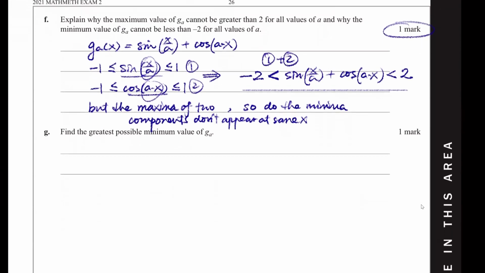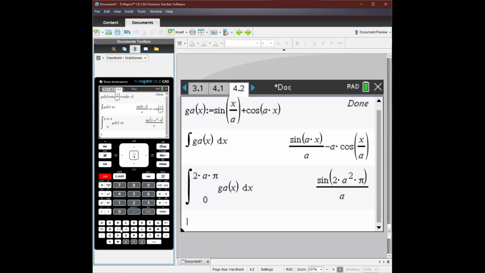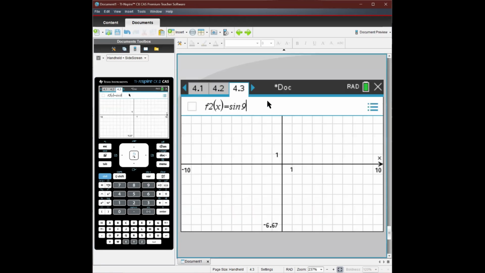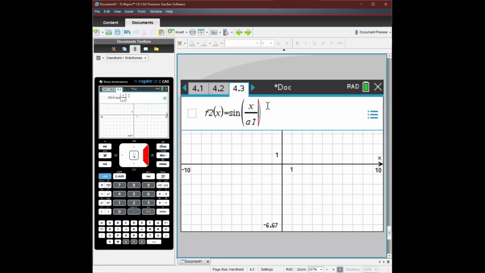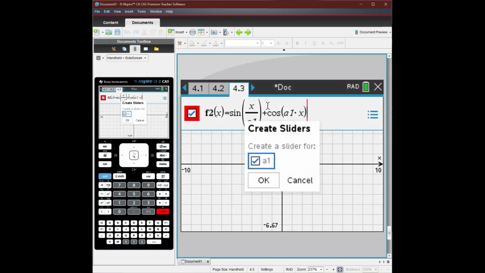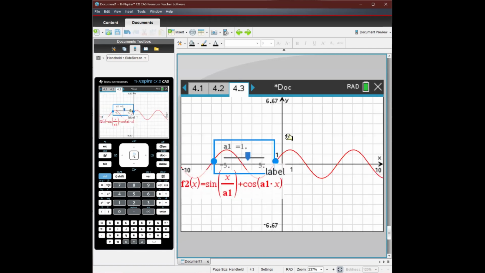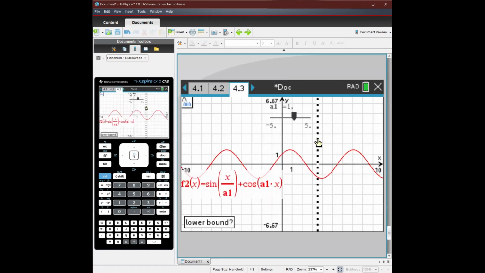And this is the last part. Well, the greatest possible minimum value of GA using the slider method. What's the intention, I suppose? So let's say you have sine of x over a1 plus cosine of a1 times x. Create a slider for a1. Now you can see if a is equal to 1, all the minimum turning points will have the minimum value minus 1.4142, which is minus √2.